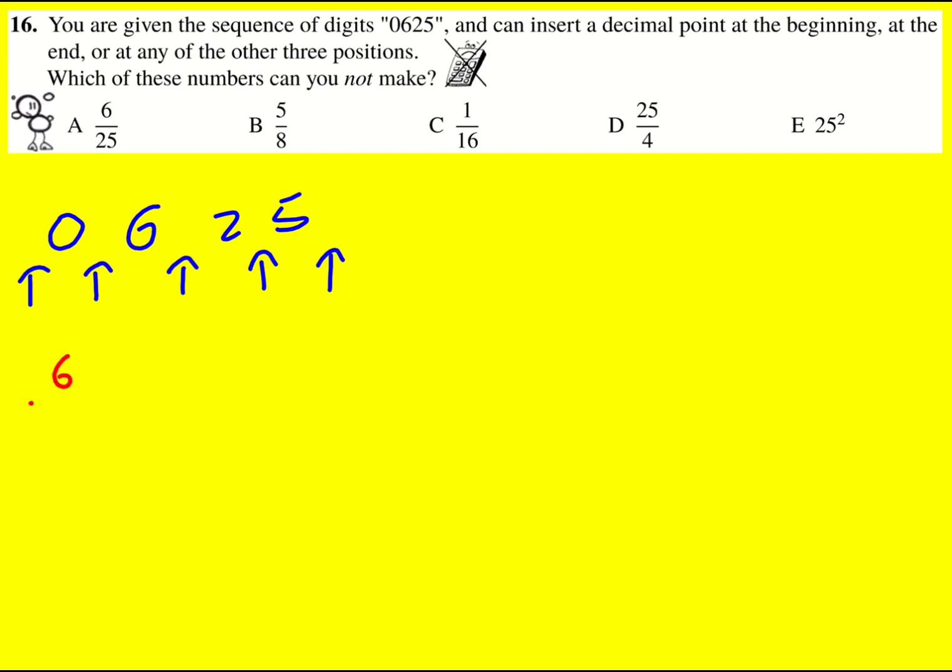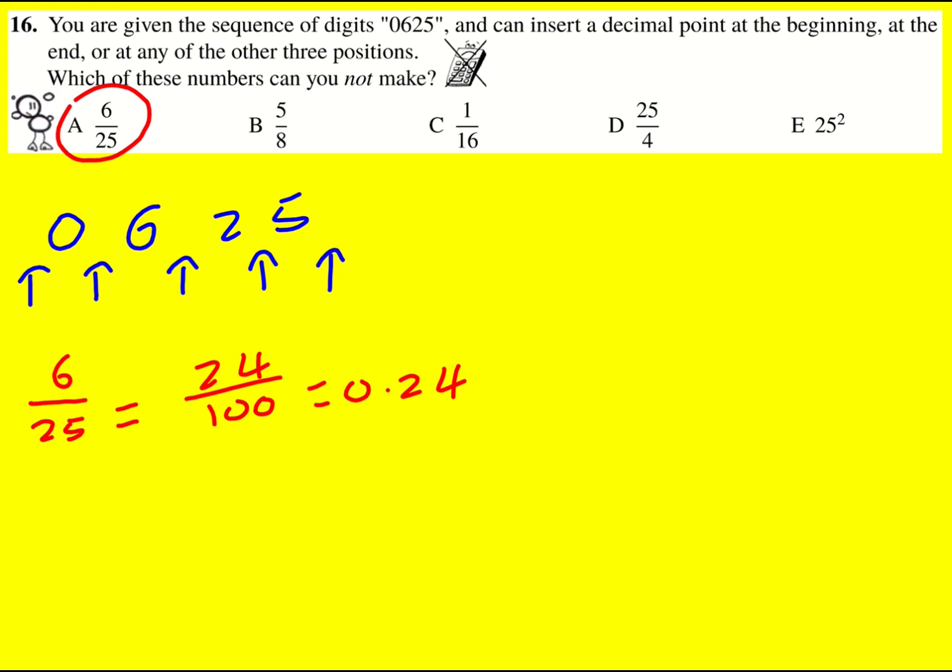So if I take 6 over 25, this is actually not too bad to figure out as a decimal, because I can times top and bottom by 4. That gives me 24 over 100, or 0.24. And in fact, I've already found the answer. I can't make that number, so the answer is going to be A. Let's carry on though anyway.